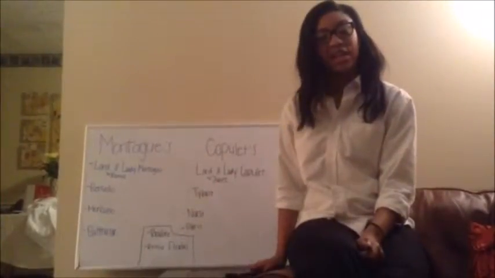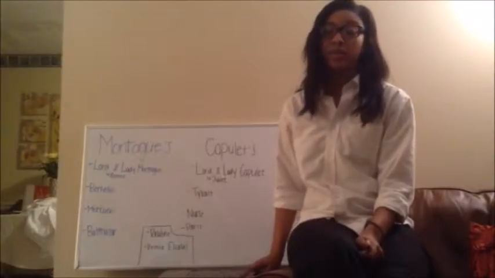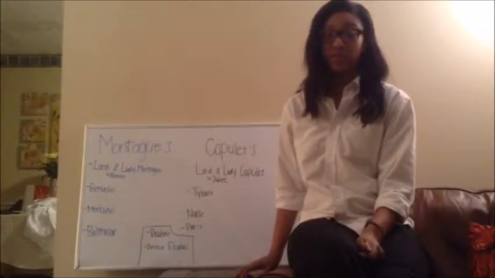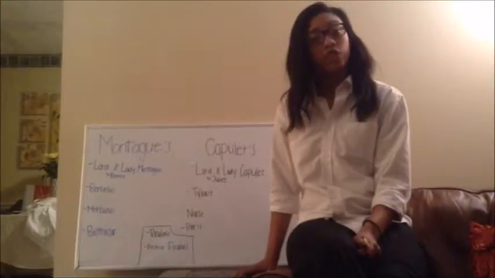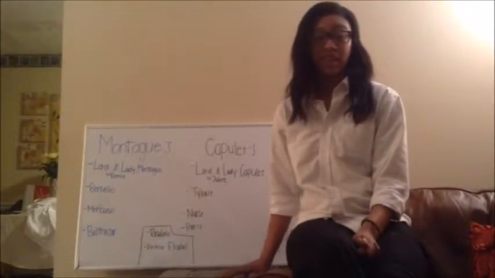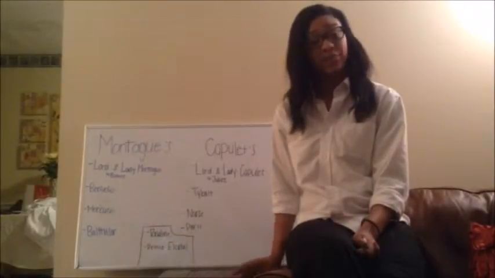Hello class, today we're going to be discussing the character summary of Romeo and Juliet, and we will discuss Act 1, Scene 1. First, we will start with some background information. Romeo and Juliet was written by William Shakespeare in 1595. Romeo and Juliet takes place in Verona, Italy.